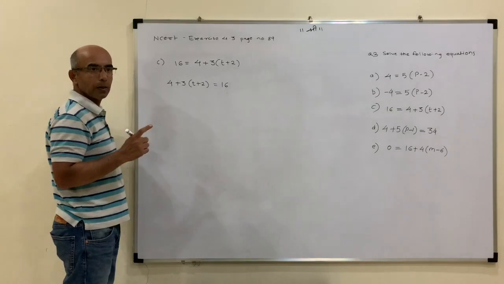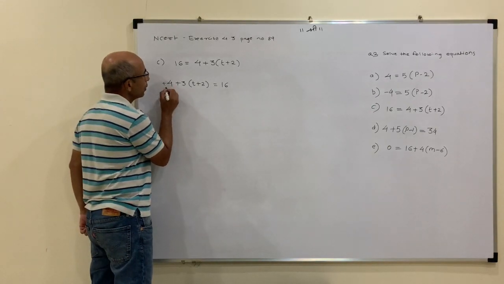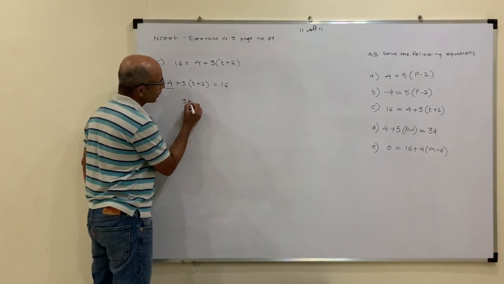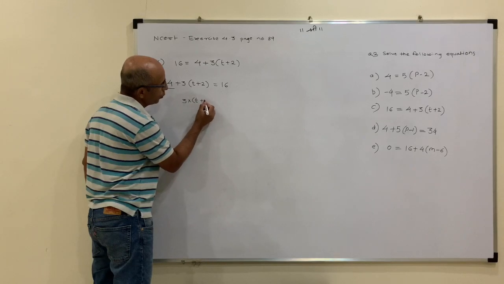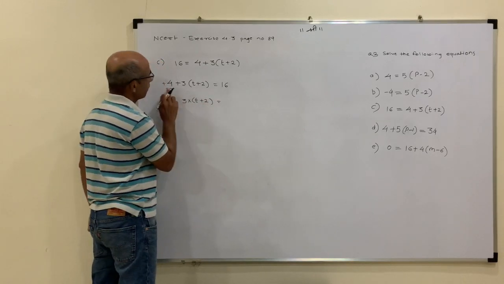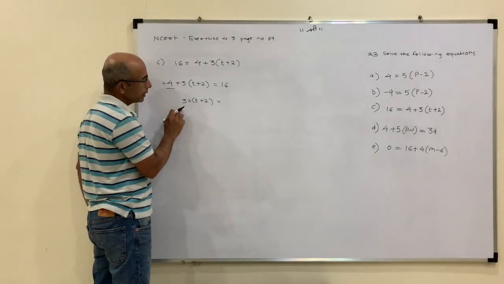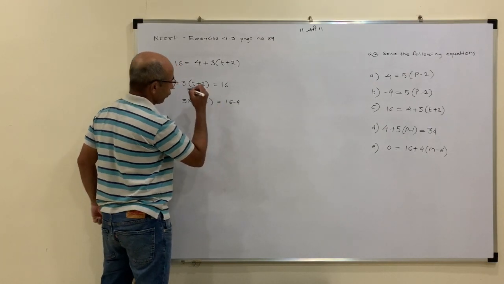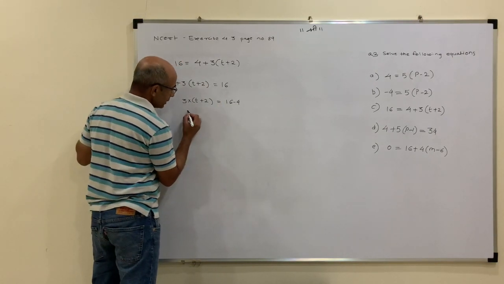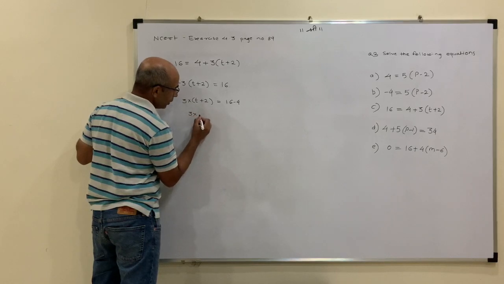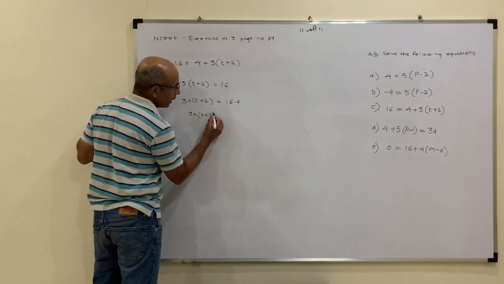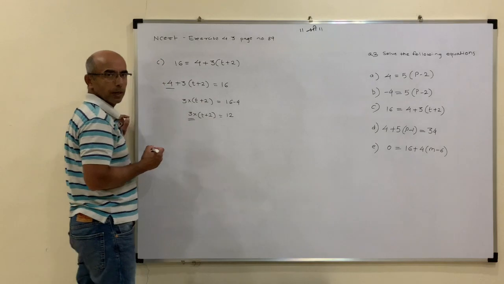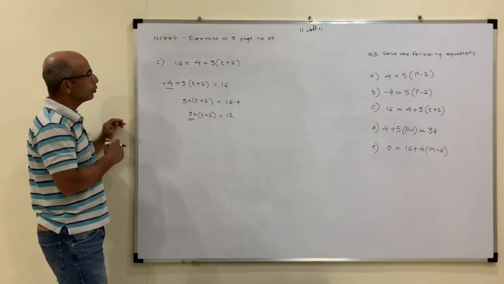Now first I'll be transposing this plus 4 from the left hand side to the right hand side. So my next step will be 3 into t plus 2 equals to, now plus 4, when I transpose from left hand side to right hand side, it will be a minus 4, 16 minus 4. So now my next step will be 3 into t plus 2 equals to 12.